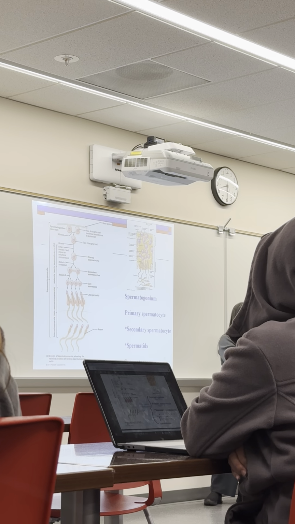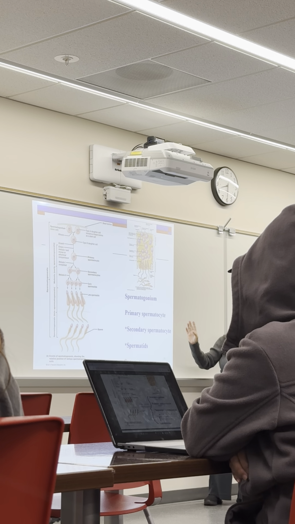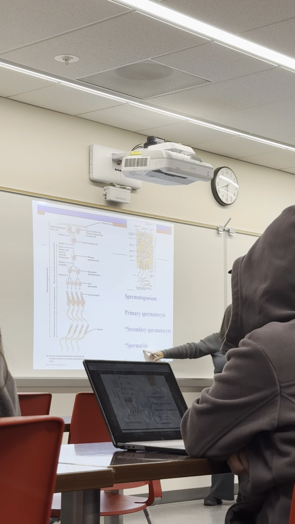So when is the first division? Between what and what? The first meiotic division is between primary and secondary. When is the second division? From secondary to spermatids.